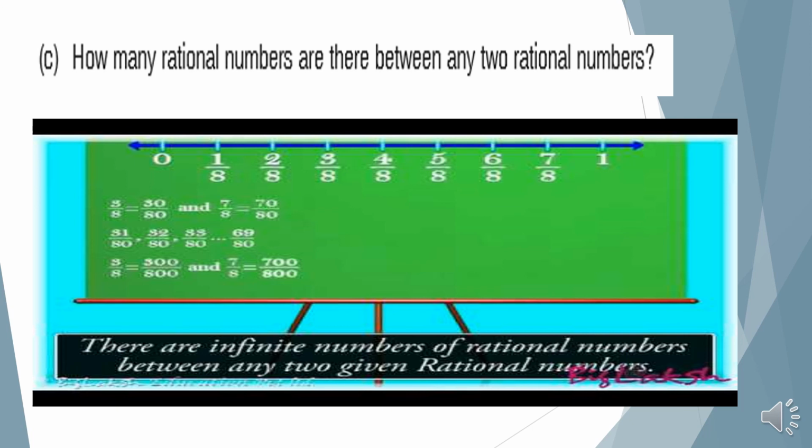Therefore, there are infinitely many rational numbers between any two given rational numbers. That is, we can find an infinite number of rational numbers between any two rational numbers by finding their equivalent forms and finding the numbers between their equivalent forms.